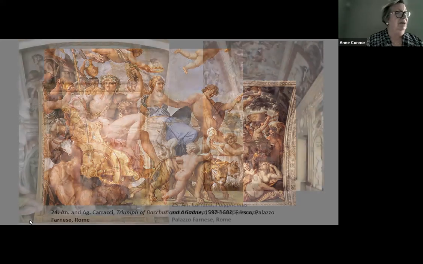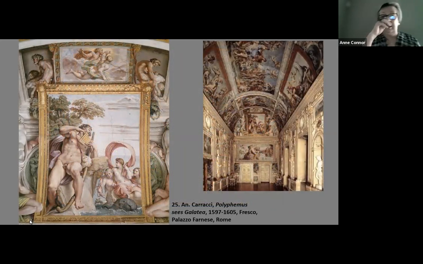Portrayed also in the gallery are images and the stories of Polyphemus, who sees Galatea. Again, this is a mythological scene. You have Galatea, a nymph. You can see she's around the dolphins who carry her around. And Polyphemus is that giant with normally only one eye. And he sees her and he falls in love with her. That scene is here at the very end, one end of the gallery.